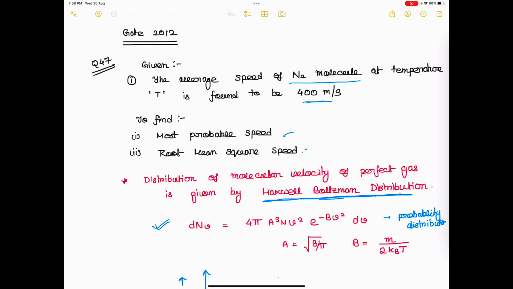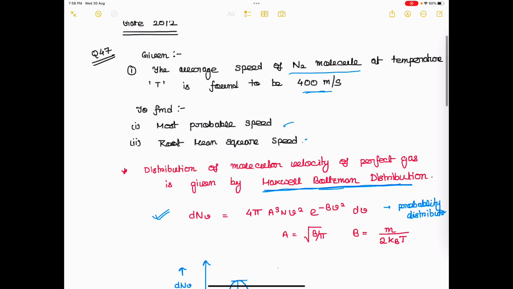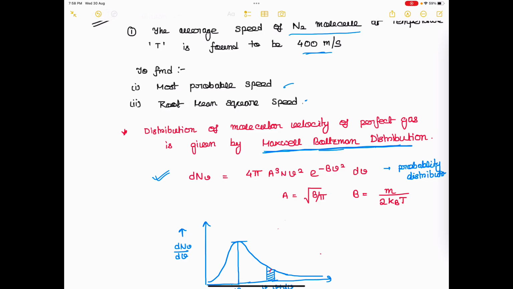So dN_v is equal to 4 pi a cube n v square e to the power minus b v square dv. Now what does it represent? We will see with the sketch which I have drawn below, where a is equal to root over b by pi and b is equal to m by 2 kbT. We can find this out by equating this dN_v and integrating it from 0 to infinity for all possible velocities. If we put in b equal to m by 2 kbT, we get the constants a and b, and then we can use those expressions.